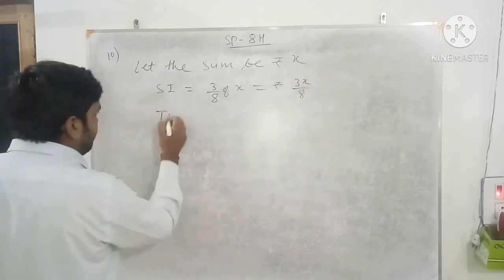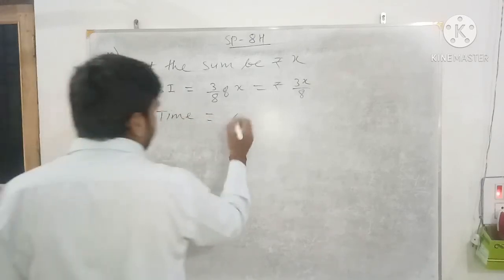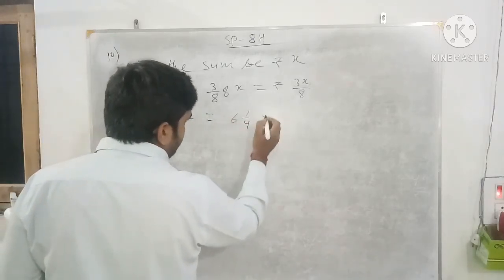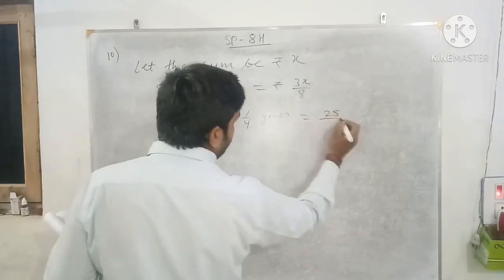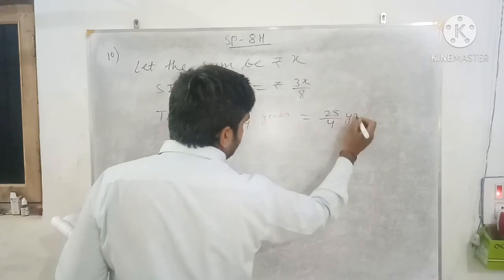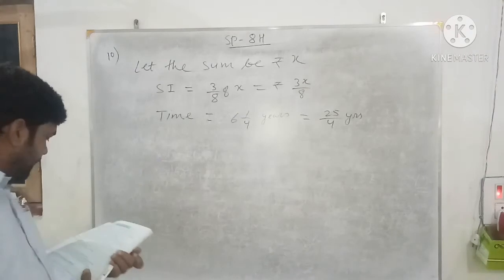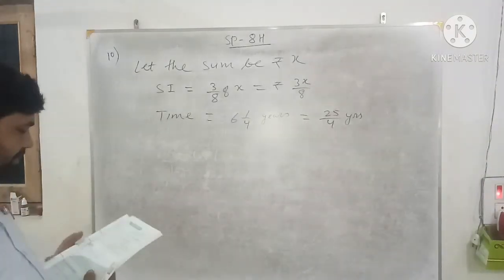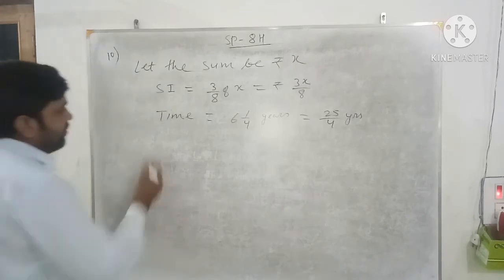Now time, 6 1 by 4 years. Means 4 6s are 24, 1 is 25 by 4 years. 25 by 4 years. Okay, on a certain sum the simple interest at the end of 6 1 by 4 years becomes 3 by 8 of the sum, find the rate of interest. So here we have to find the rate.